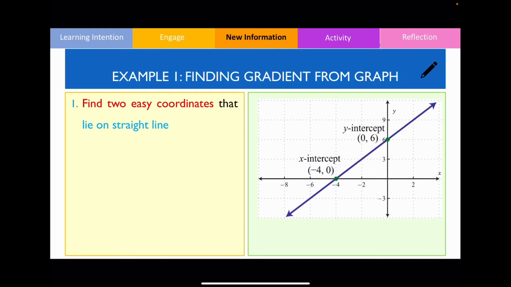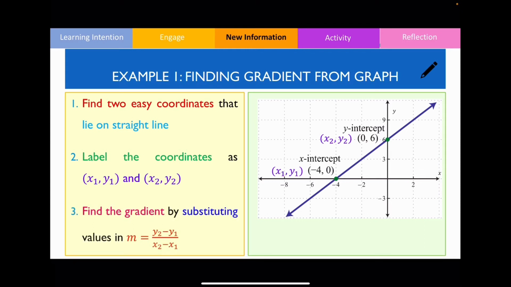So the very first step is, let's quickly identify two easy coordinates that lie on a straight line. Now, oftentimes you will be given the coordinates, but sometimes when you're given a graph, they don't actually label the coordinates. So you have to actually manually choose coordinates that are easy for you to work with. So in this case, I don't have to worry about that because these coordinates are already given to me. The second step is for us to label the coordinates as x1, y1, x2, y2. So if I do it, it's going to be something like this.